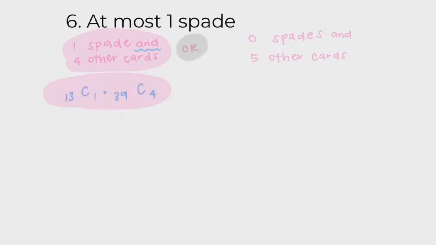Then the word or means to add. And then it says 0 spades and 5 other cards. So in a deck of cards, there are 13 spades, and we don't want any of them, so we want to choose 0. And that means to multiply 5 other cards. So again, there's going to be 39 other cards, and of those 39, we want to choose 5 of them.